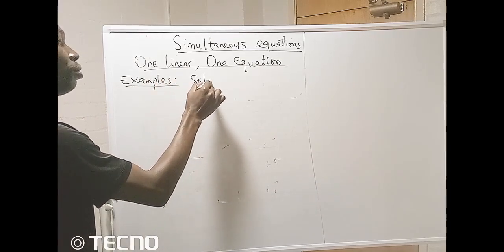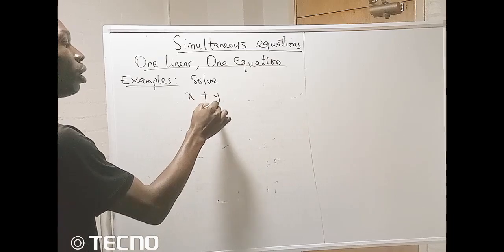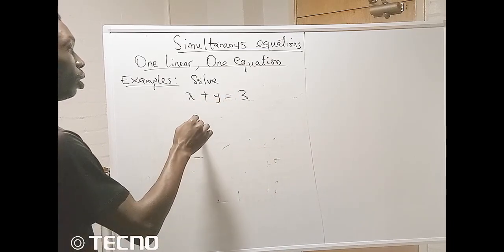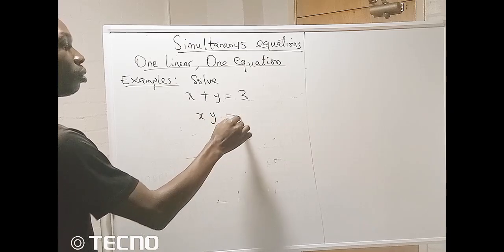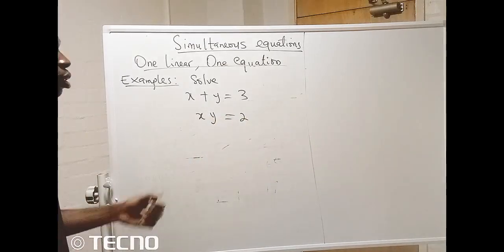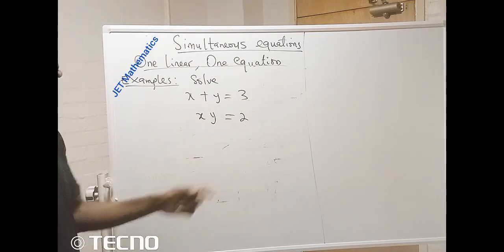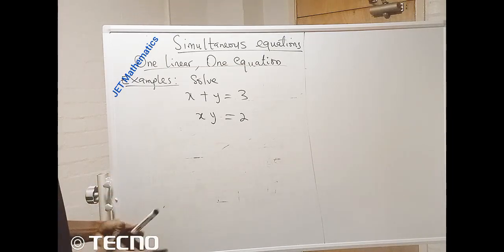Solve x plus y equals 3 and xy equals 2. So this equation is linear while this equation is quadratic. It's very simple to solve problems like this.